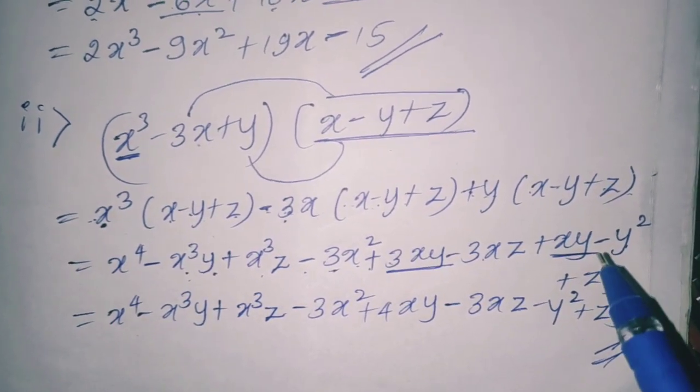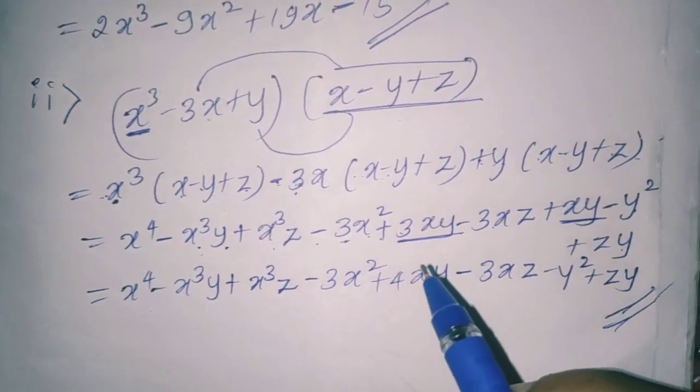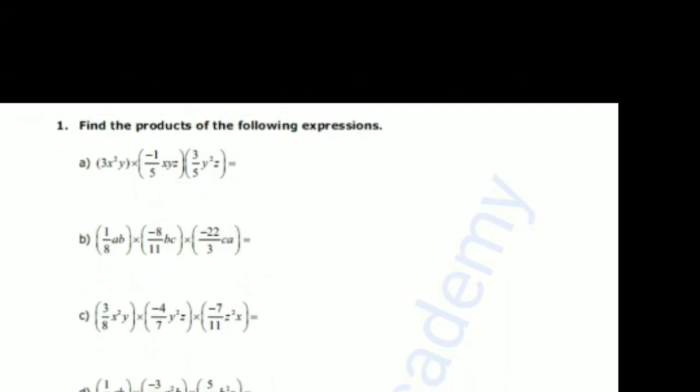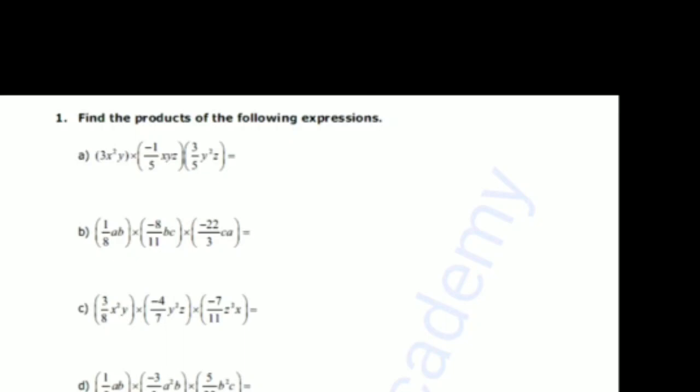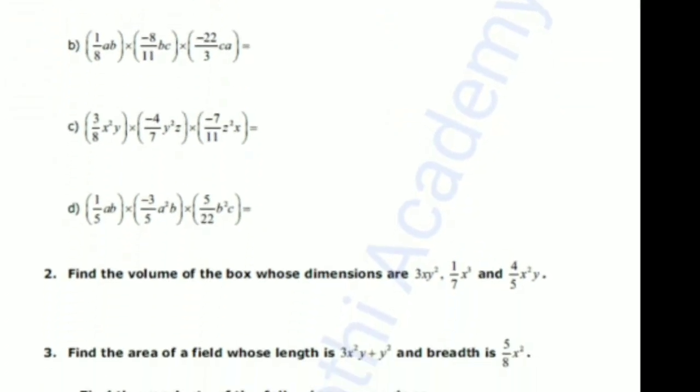Okay, I hope you understood this. Now I will give some homework problems to solve. Dear students, these are the homework questions. Just see them carefully and write down all the homework. First question, find the product of the following expressions. All are monomials only. You just multiply all the terms.